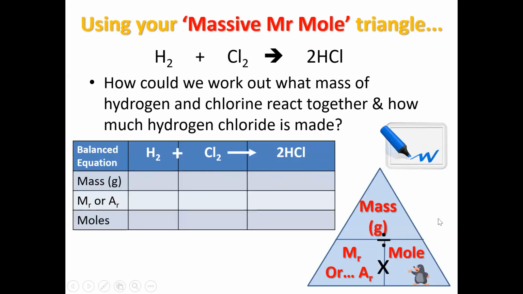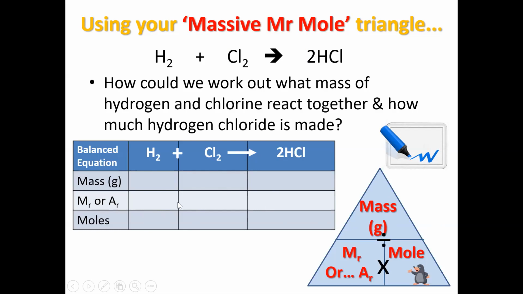So using your Massive Mr. Mole triangle, how could we work out what mass of hydrogen and chlorine react together and how much hydrogen chloride is made? The first thing that you would do is put down your balanced equation. And then you would use your Massive Mr. Mole triangle to try and fill in as much of this table as you can. So if we look at this one, obviously you haven't got the masses here, so masses is empty, but you can work out the mass from the formula triangle.